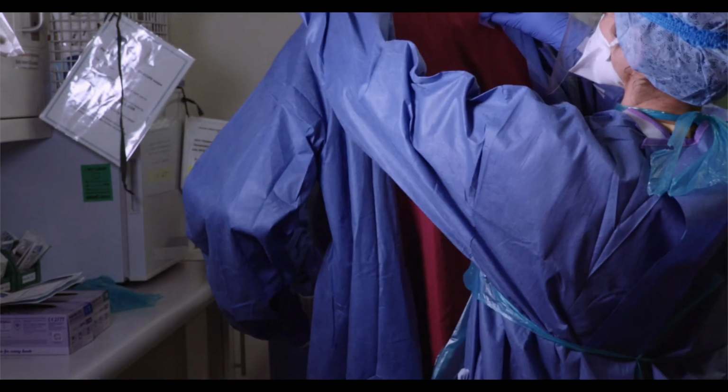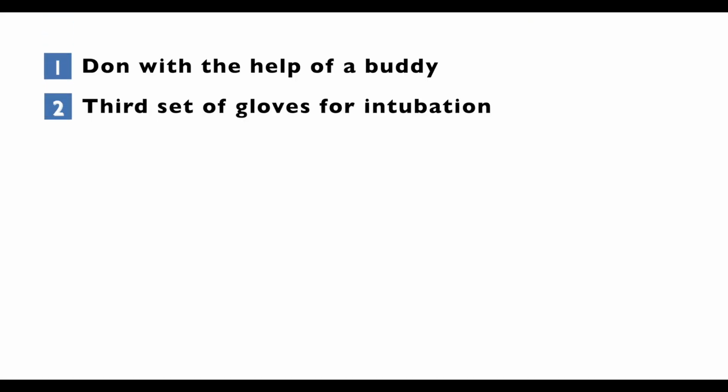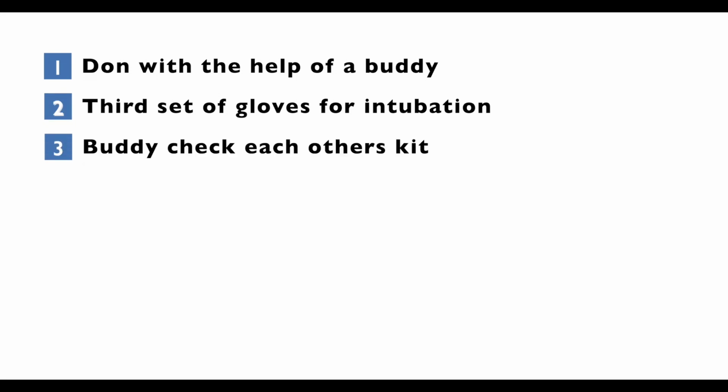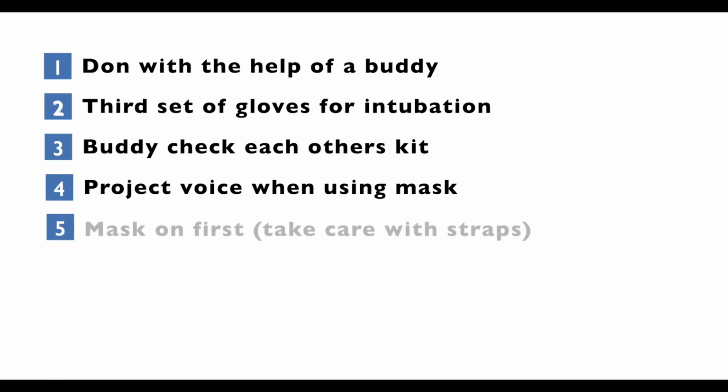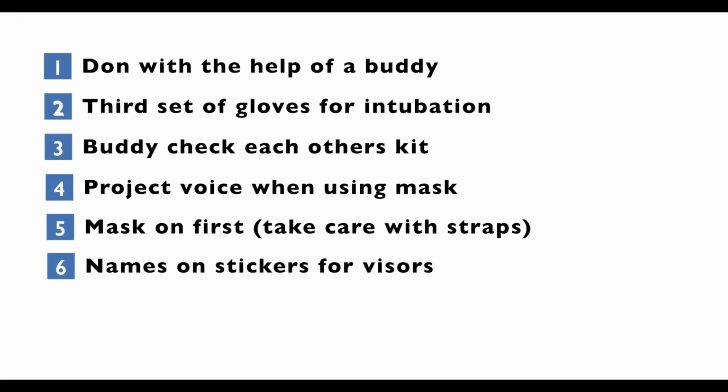Important points are as follows. Don with the help of a buddy. Consider a third set of gloves for the intubator, as these can be removed after the tube is secured. Make sure you buddy check each other's kit. Ensure that you project your voice once the FFP3 mask is on. Mask on first, take care with straps. Consider names on stickers for visors.